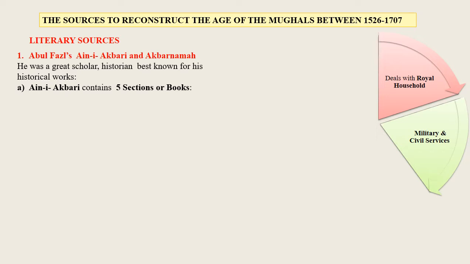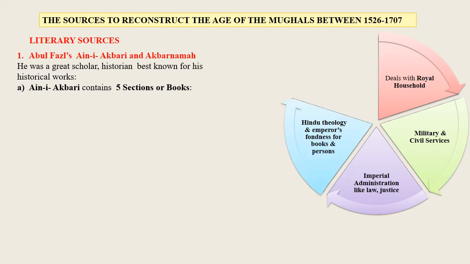The third book deals with imperial administration, including the administration of law and justice. Akbar granted to his people the right to present petitions to the king for some legal action to be taken. The fourth book provides information about Hindu theology, that is, religious beliefs and the emperor's fondness for books and persons with whom he could discuss religion and literature. The fifth book tells us about Abu Fazl's ancestors. It also presents an account of his life.